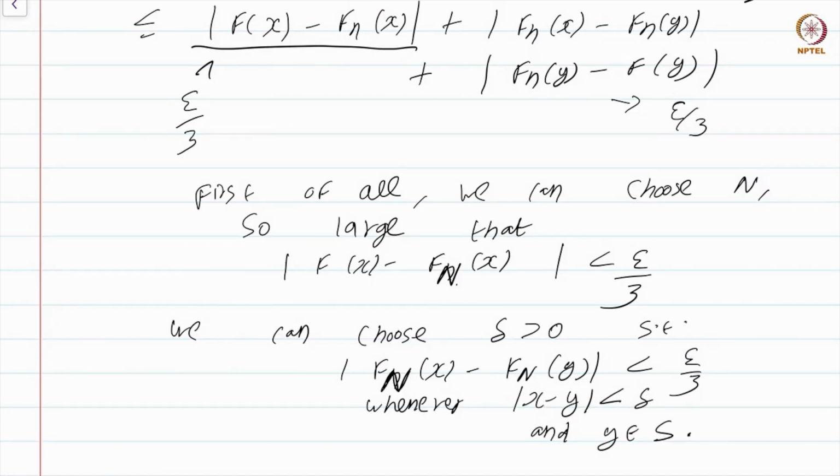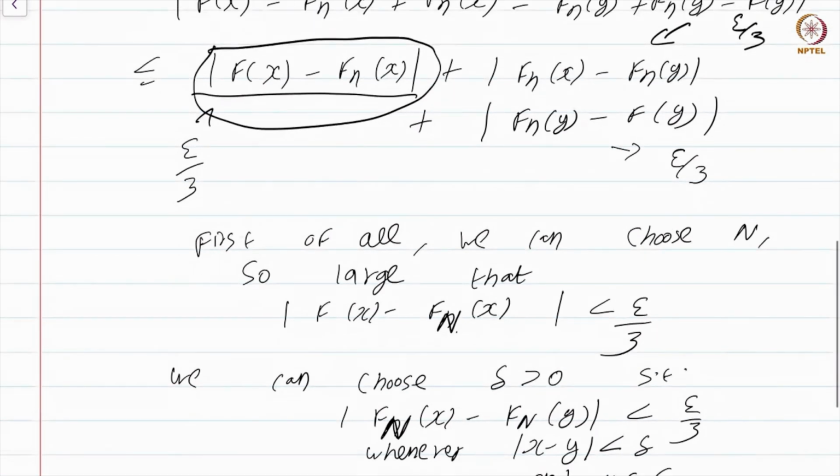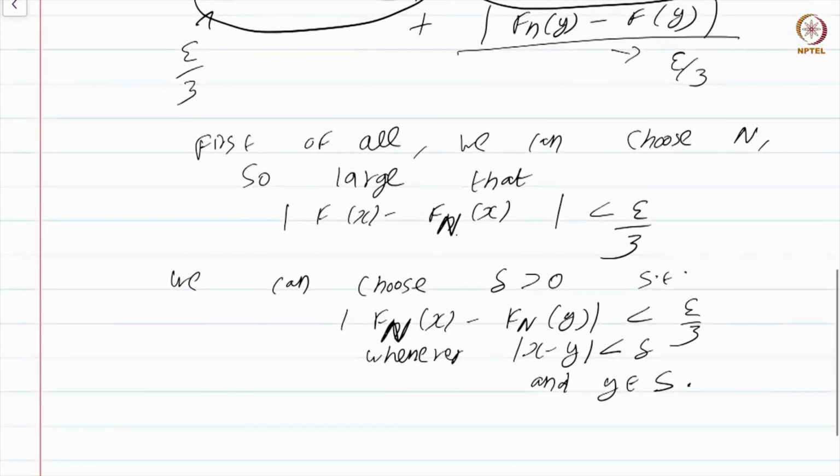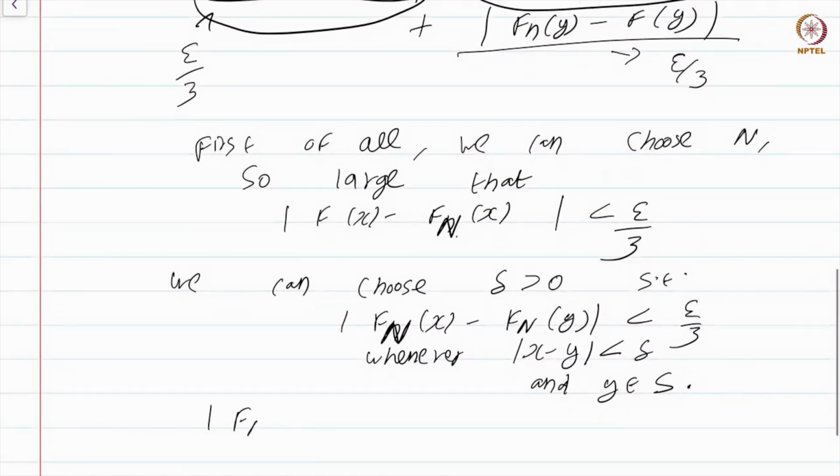We can do this. So what we have done is we have controlled this first term by controlling capital N, small n, and setting it to be a large enough number capital N. Then we are controlling this second by the continuity of f capital N. Now what about the third term? The third term is now we have to control f capital N y minus f of y. Now here is where the issue lies.